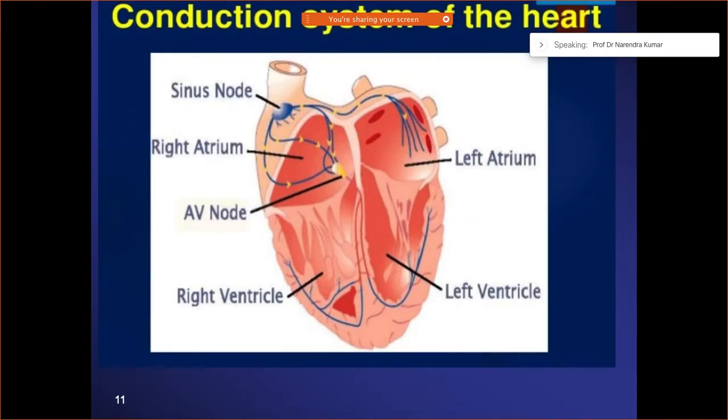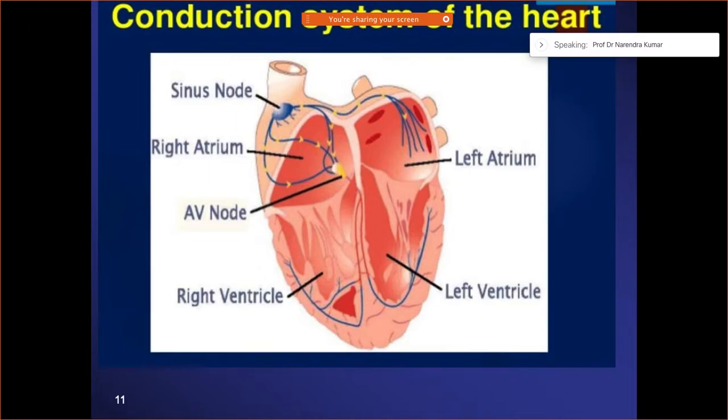Now, let me try to give you a brief overview about the conduction system of the heart. So, this is a wonderful system, no doubt. Okay, there are some electrical wires as well inside the heart, starting from the sinus node, going through the AV node, and then finally dividing into the different branches.